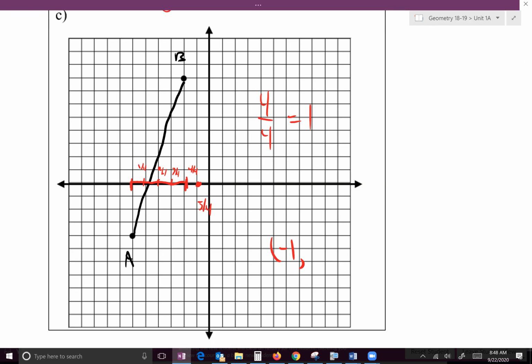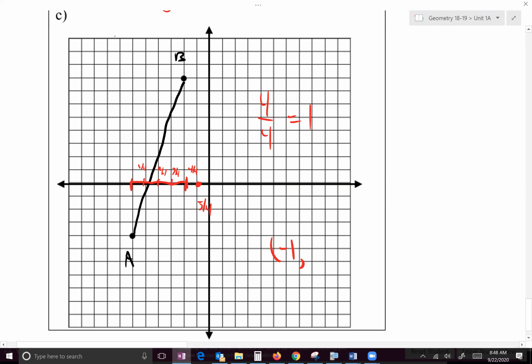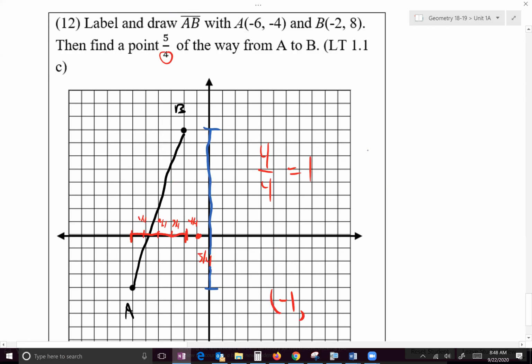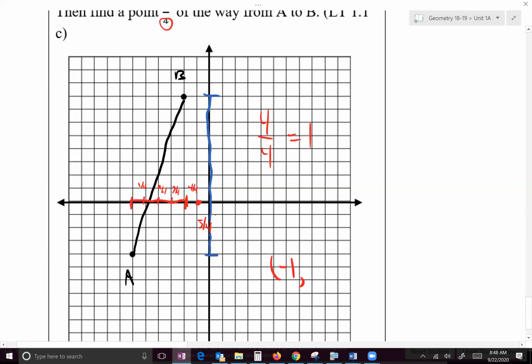Okay. Same thing for our vertical displacement. So our total distance here, if we counted up 1, 2, 3, 4, 5, 6, 7, 8, 9, 10, 11, 12, and 12 divided into fourths is 3, so we would divide this every 3. 1, 2, 3, 1, 2, 3, 1, 2, 3.